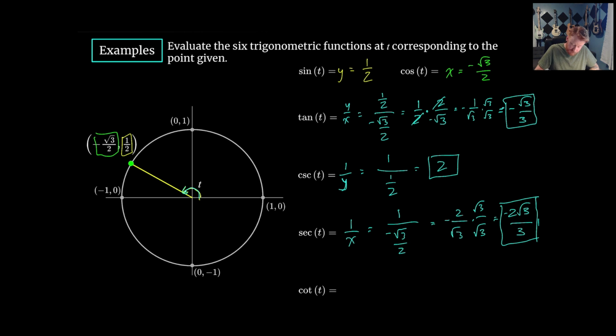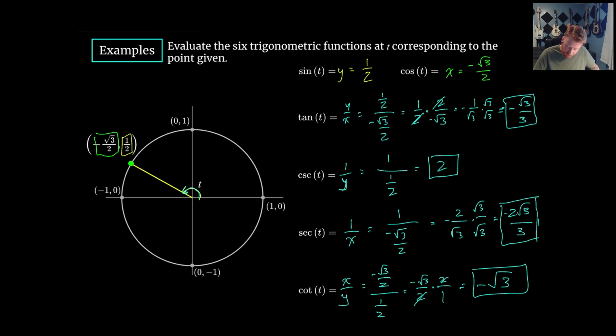And then for our cotangent, this is going to be x over y. That is how that is defined. So that's the cosine over the sine. So here we're going to have negative square root of 3 over 2 divided by 1/2. And we can multiply by the reciprocal of the denominator. Oops, I forgot my square root: negative square root of 3 over 2, and we'll multiply that by the reciprocal of the denominator, 2 over 1. Those cancel and we get just negative square root of 3.